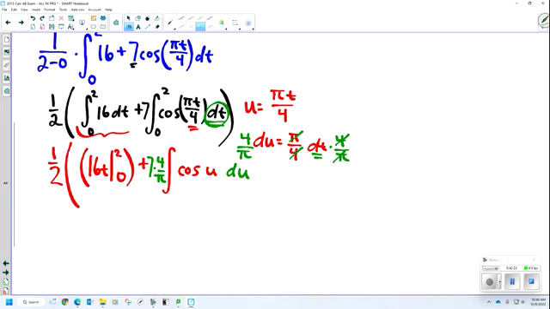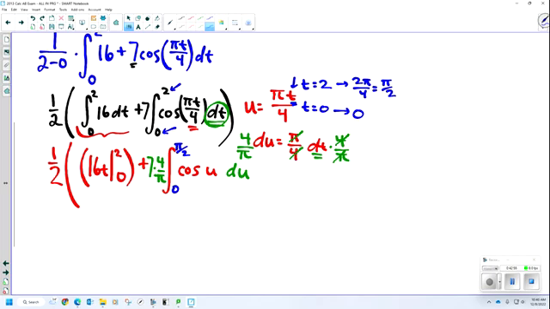And my bounds are going to change. My upper bound was 2. So at t equals 2, I'm putting a 2 in here, 2 times pi over 4, which is really pi over 2. That's my new upper bound. My lower bound was 0. So if t equals 0, and I put a 0 in here, 0 times anything is still just 0. So that's my lower bound.